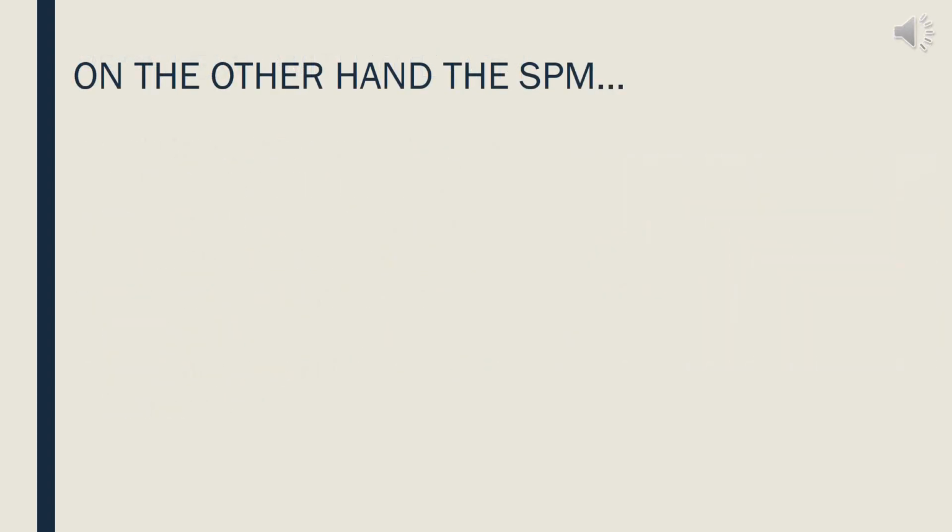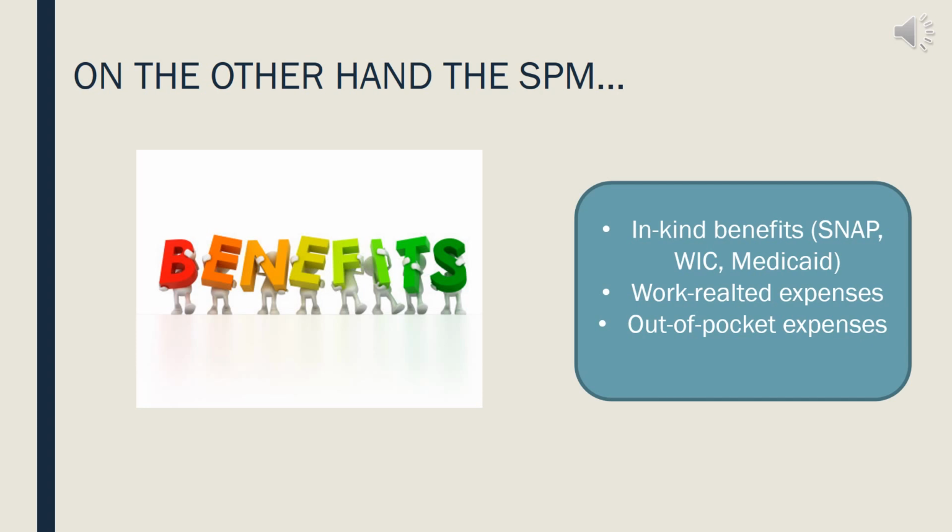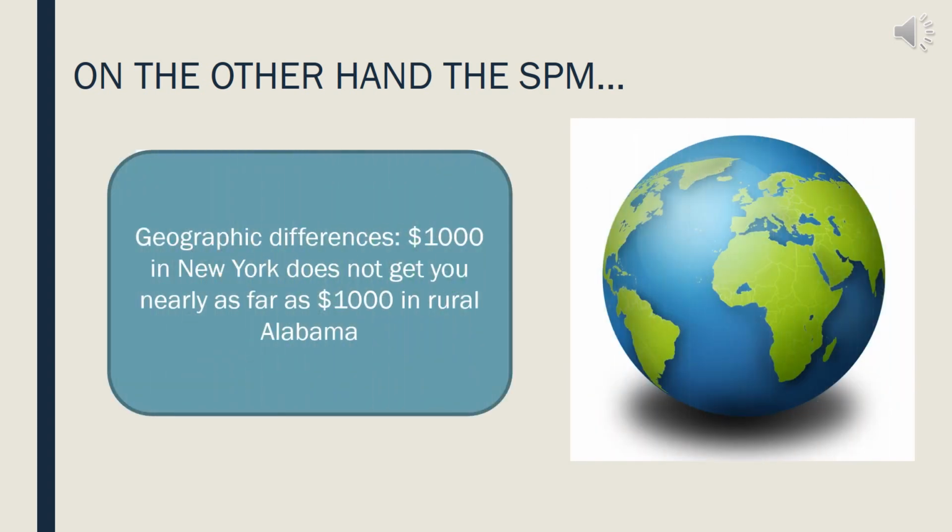The Supplemental Poverty Measure, which we prefer to use as a measurement for poverty, takes into account in-kind benefits such as SNAP, WIC, Medicaid, as well as utility assistance programs, work-related expenses, and out-of-pocket medical expenses. The SPM also takes into account geographic location because $1,000 in New York does not get you nearly as far as $1,000 in rural Alabama.